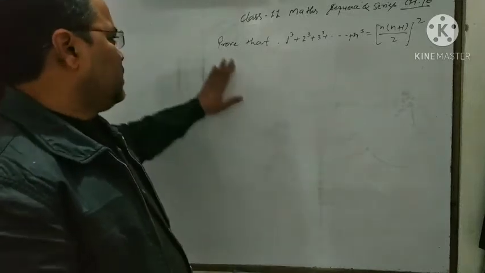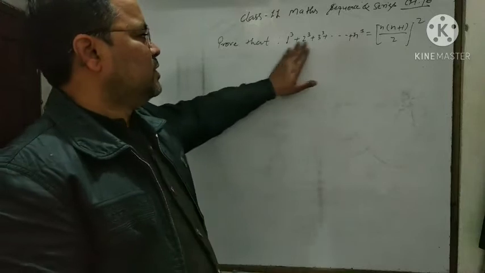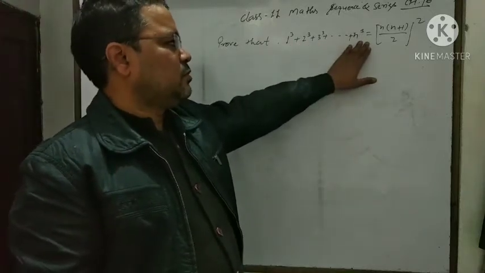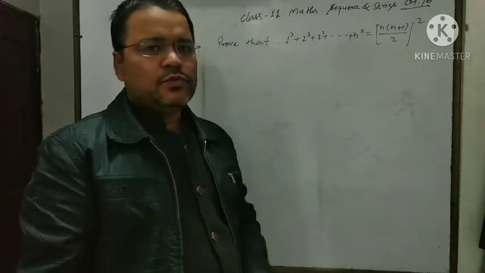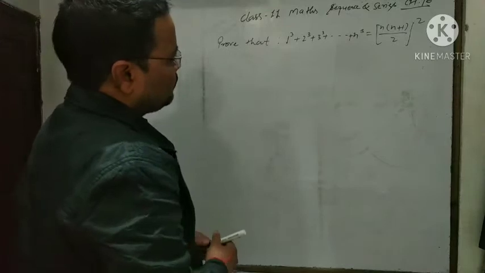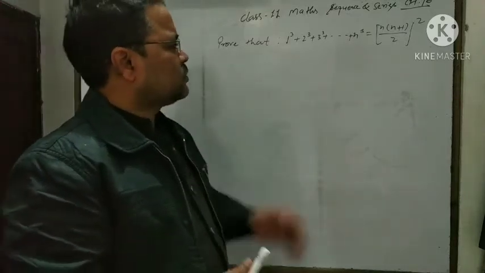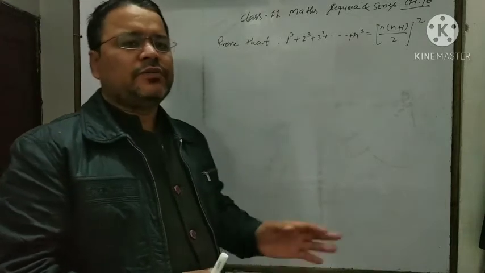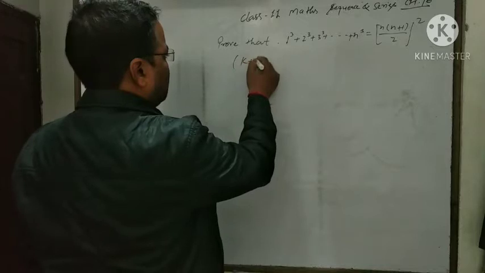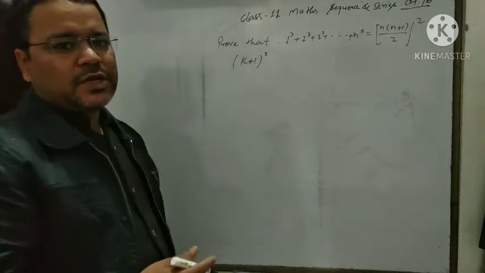Today we are going to discuss the cubes of the first n terms, meaning 1 cube plus 2 cube plus 3 cube plus up to n cube is equal to n into n plus 1 by 2 whole square. First of all, remember that when we proved 1 square plus 2 square plus 3 square up to n square, we took the cube of k plus 1 and found its binomial expansion.